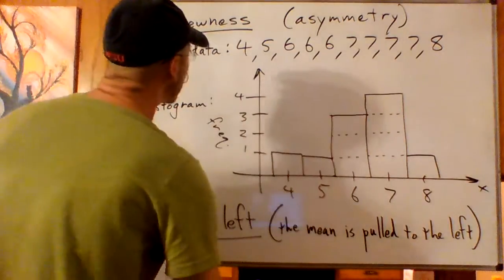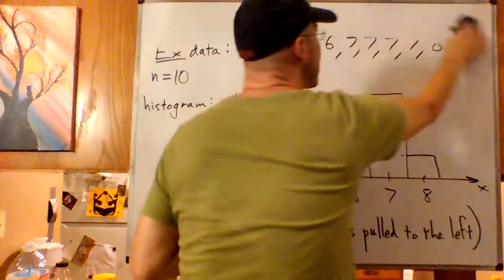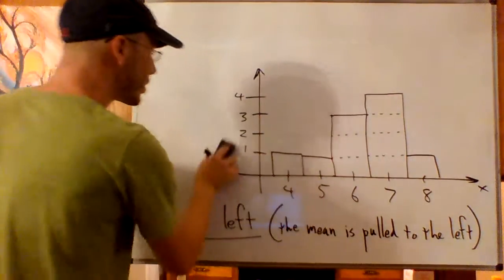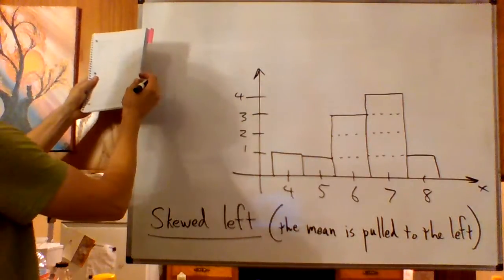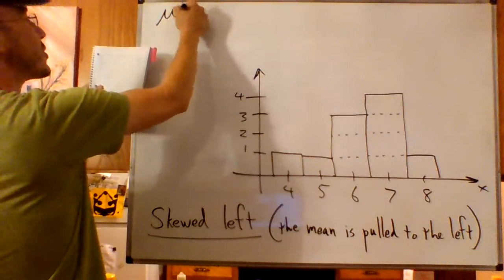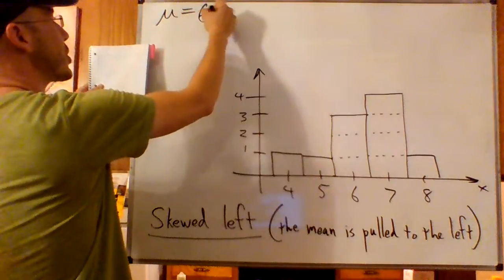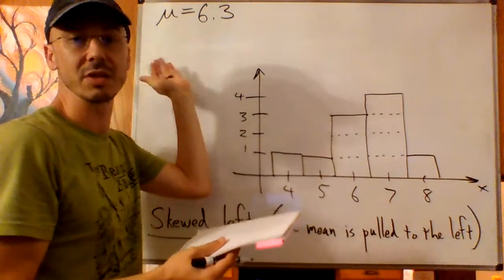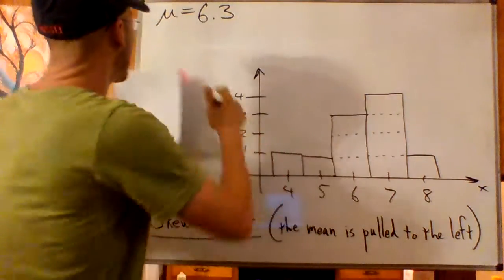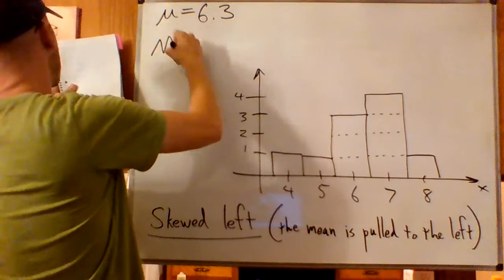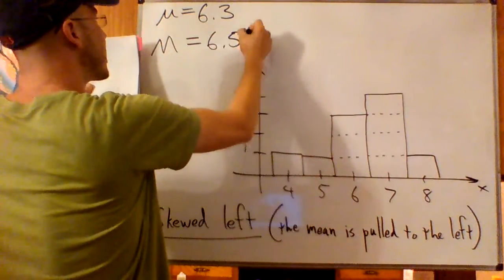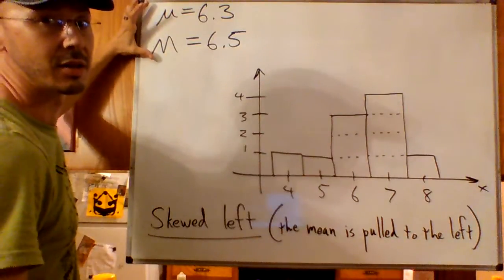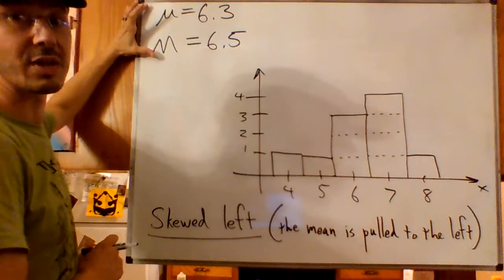A little more about this. I'm going to get rid of the other stuff except the histogram we can look at. The mean for this data set is 6.3. You could calculate that if you want. I'd erase the data set, but you just add them up and divide by 10. The median is 6.5, and this is actually the point of how we're looking at this.